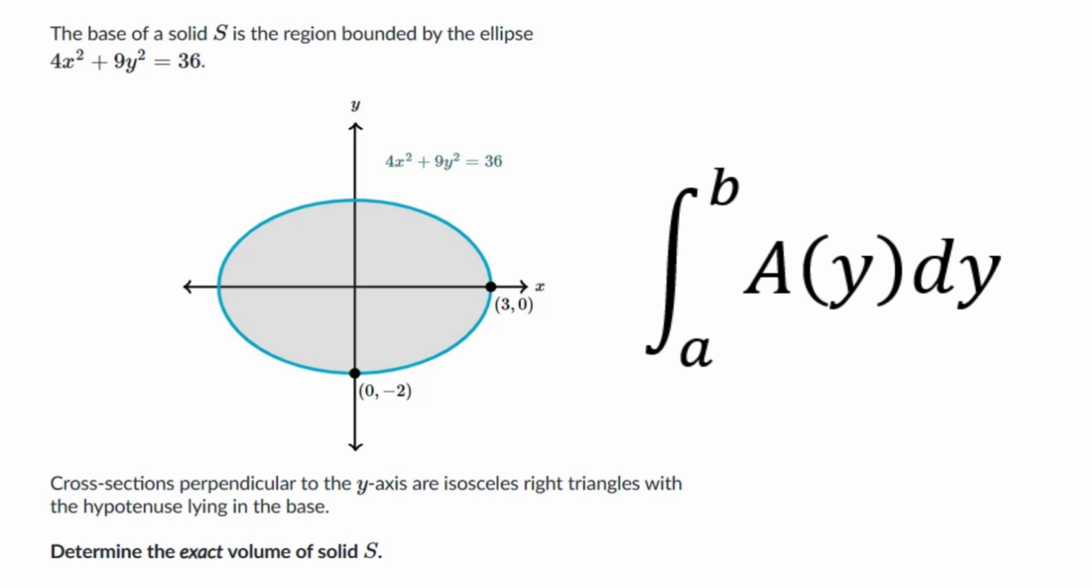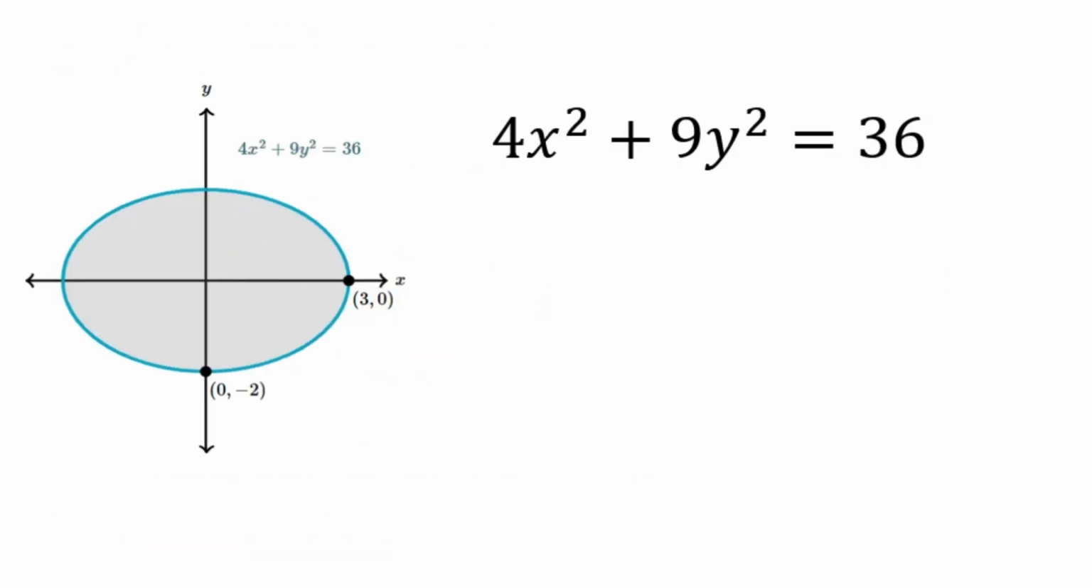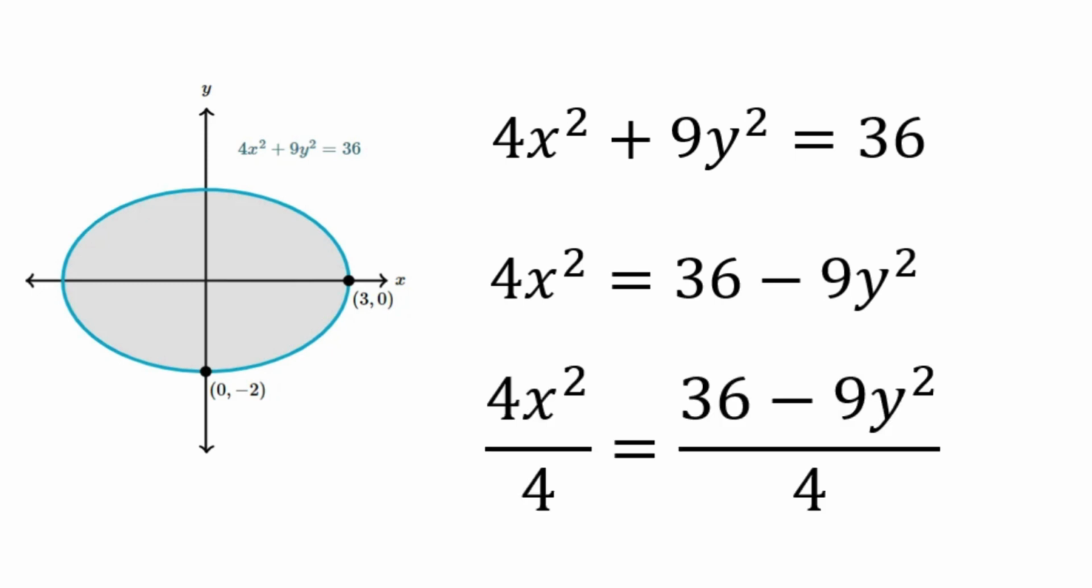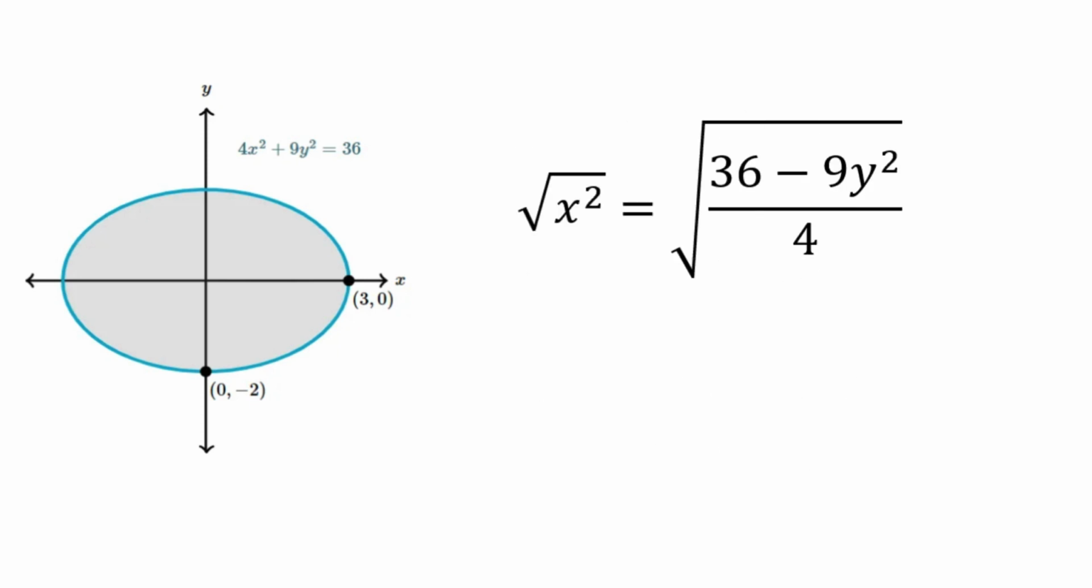All right, so the first thing I notice here is that the cross sections are perpendicular to the y-axis. So what I have to do is solve for x in terms of y. In my first step, I'm going to subtract the 9y squared from both sides, and then I get 4x squared equals 36 minus 9y squared. Divide both sides by 4, and then take the square root. And when I take the square root, I get the square root of (36 minus 9y squared) over 4.